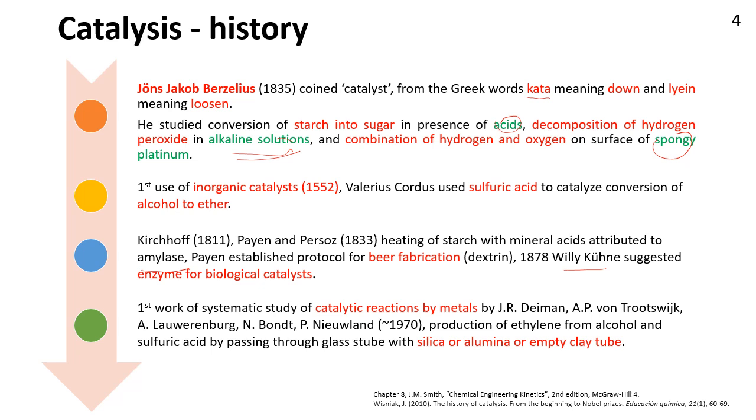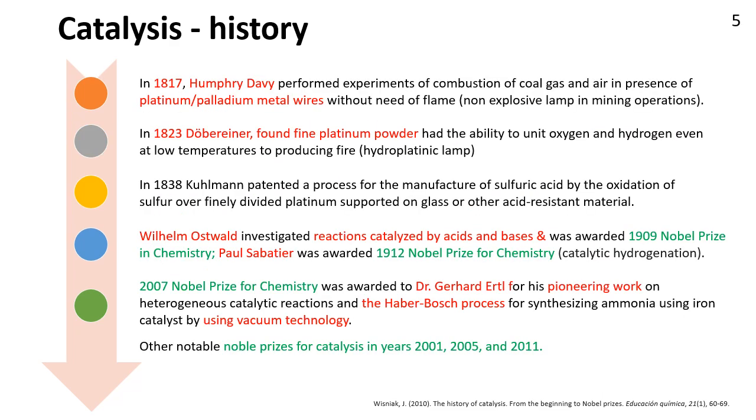And the first systematic study of catalytic reactions by metals was done in around 1970, where they used silica or alumina or clay to increase the reaction of ethylene from alcohol and sulfuric acid. Then there was a lot of work on using platinum as a catalyst, which still today is used as an important catalyst in many industries.